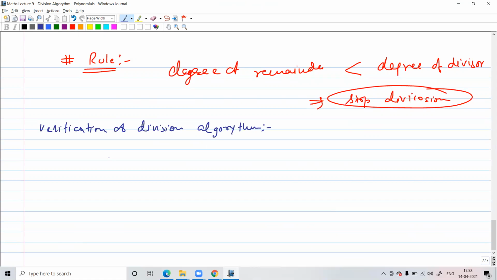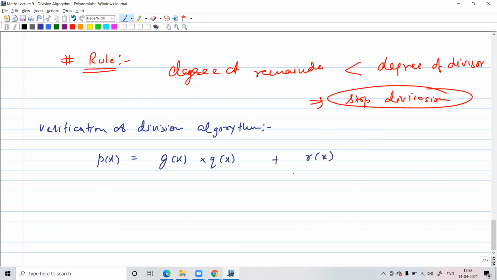So what should we write? Px is equal to, what should I write, guys? Tell me, what is the division algorithm? Px equal to what? Gx into Qx plus Rx. Yes, very good.